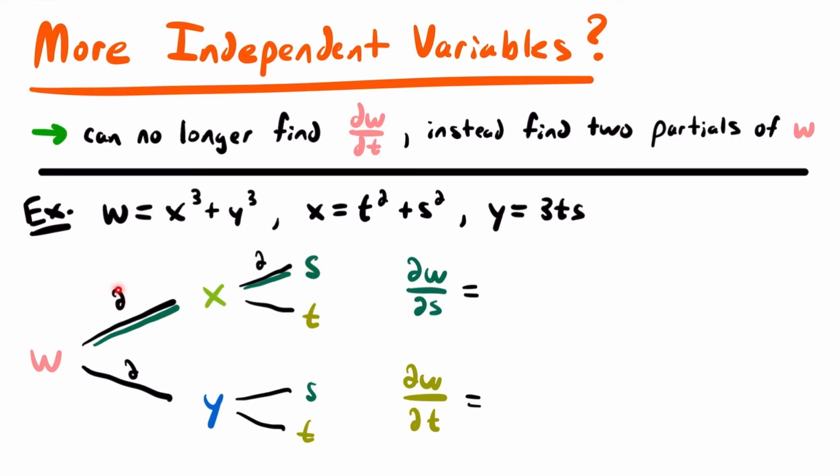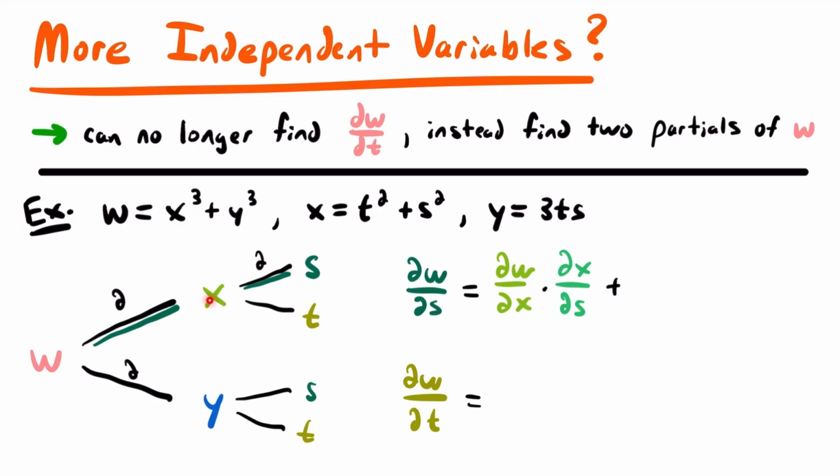So first of all, we'll take a partial of w with respect to x. That will be dw dx, and that will be multiplied by the partial of x with respect to s. So we have a partial of x with respect to s. And then we will add that to the other term where we work with y, the other intermediate variable.